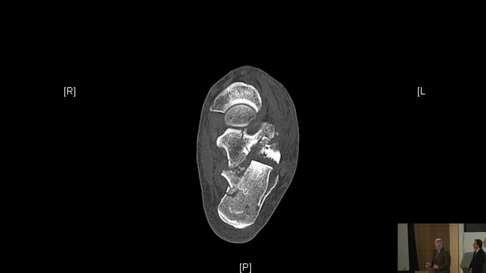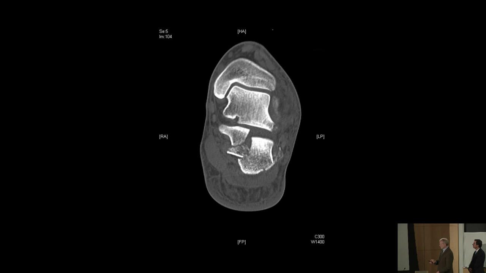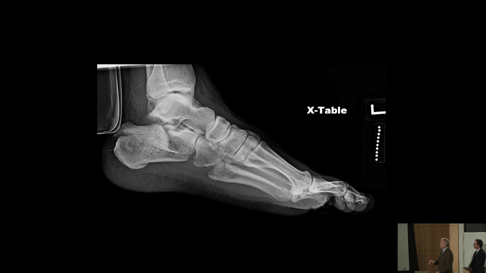So we start with the lateral view because that gives us the measure of Bohler's angle that Tim alluded to. It's a fairly flat Bohler's angle. If you draw the line here and here, it's probably in that range of 5 to 10 degrees. It looks on the plain film like the posterior facet is largely an intact piece. The middle facet does not appear to be terribly displaced.